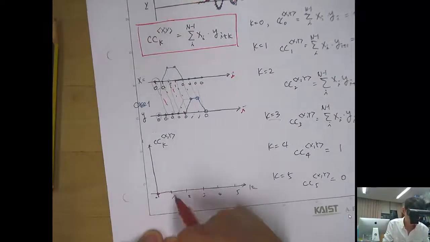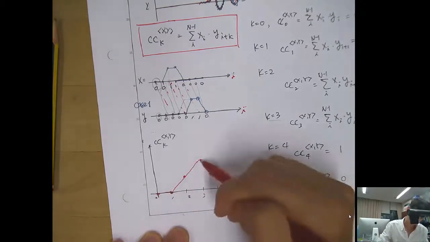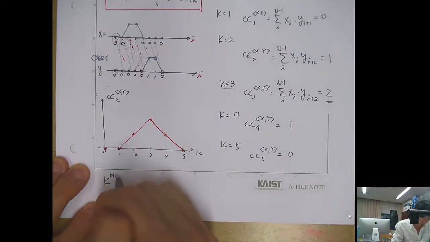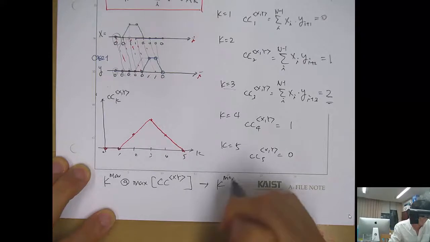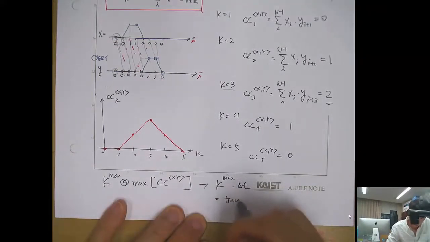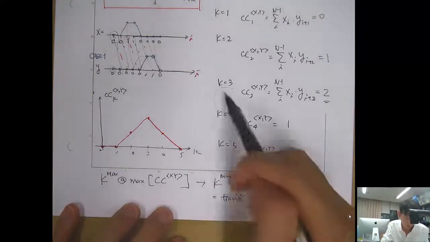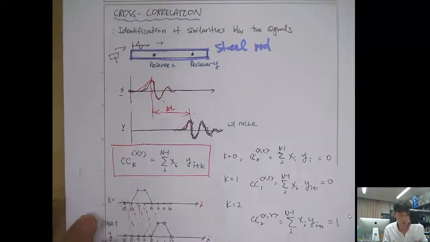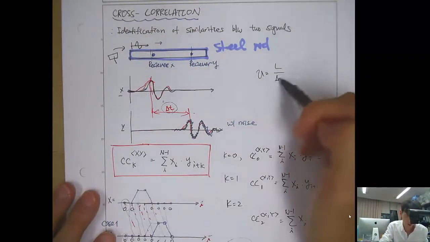So then 0, 0, 1, 2, 1, 0. So the result is k max at... you find the k that gives you the maximum CCxy, that's k3, right? And k3 times delta t is the travel time in here, right? From here to here, right? So you know the travel time delta t, and you will know the length L between the two receivers. Then you get the travel time, so velocity will be L over delta t.